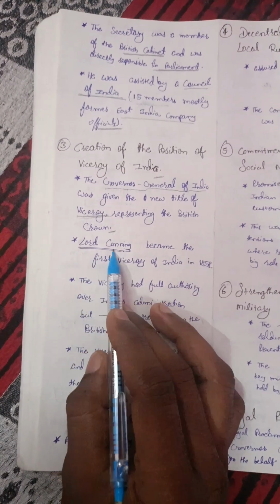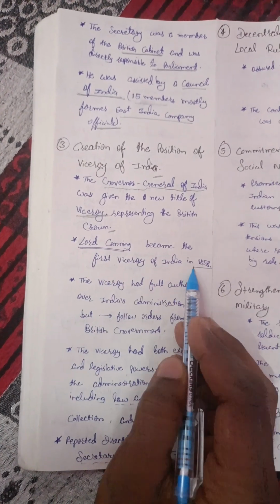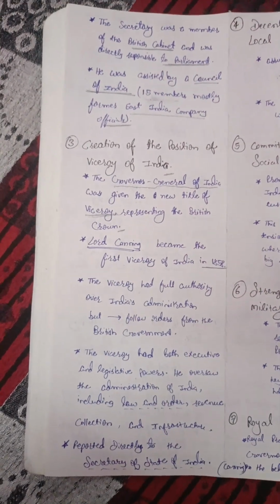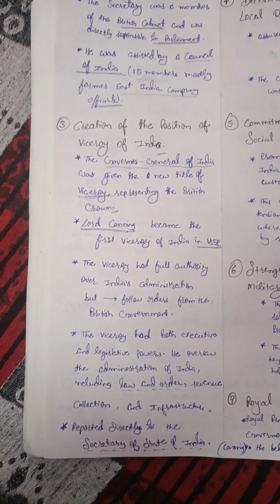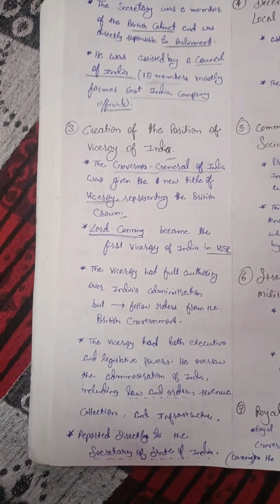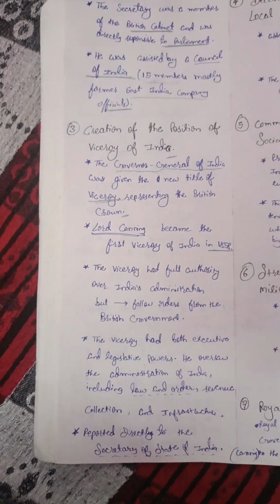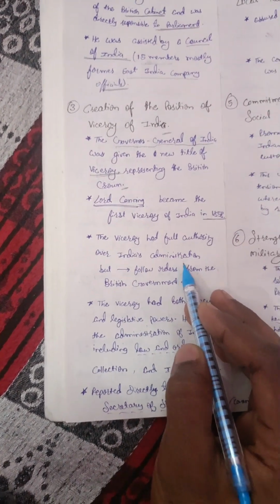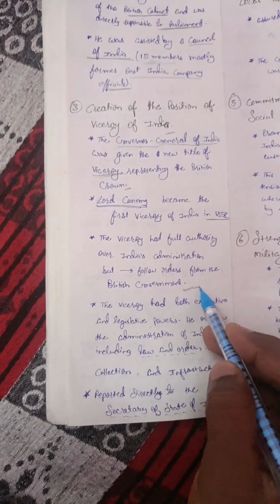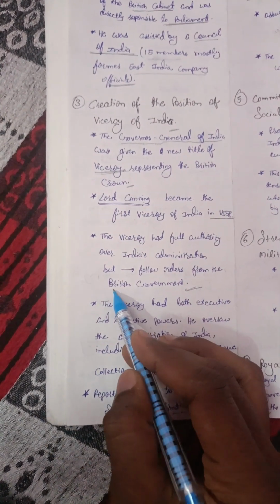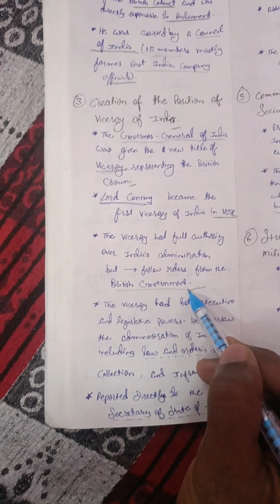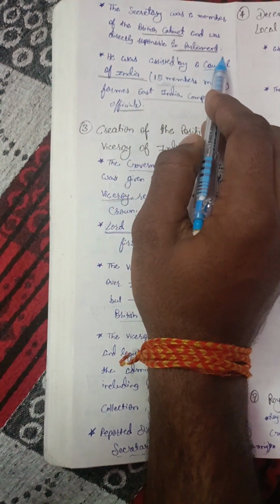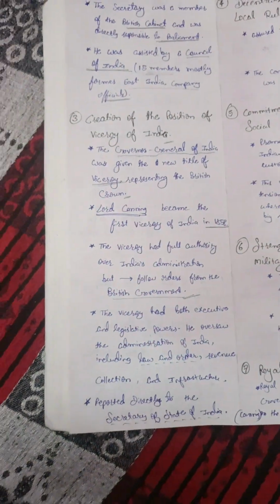And as we know, Lord Canning became the first Viceroy of India in 1858, and through Lord Canning only, the proclamation of the Queen was declared in India. So basically, the Viceroy had full authority over Indian administration, but followed orders from the British government. He used to follow orders from the British government, and the secretary was directly responsible to the Parliament and was a member of the British cabinet.